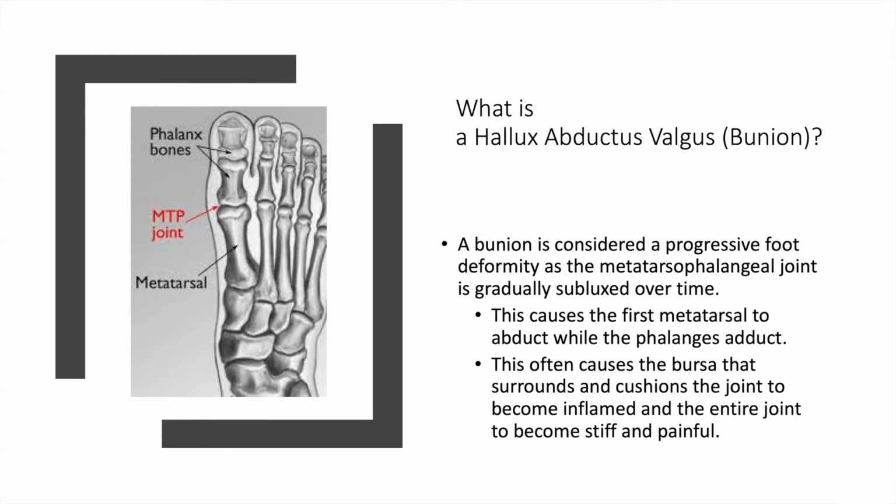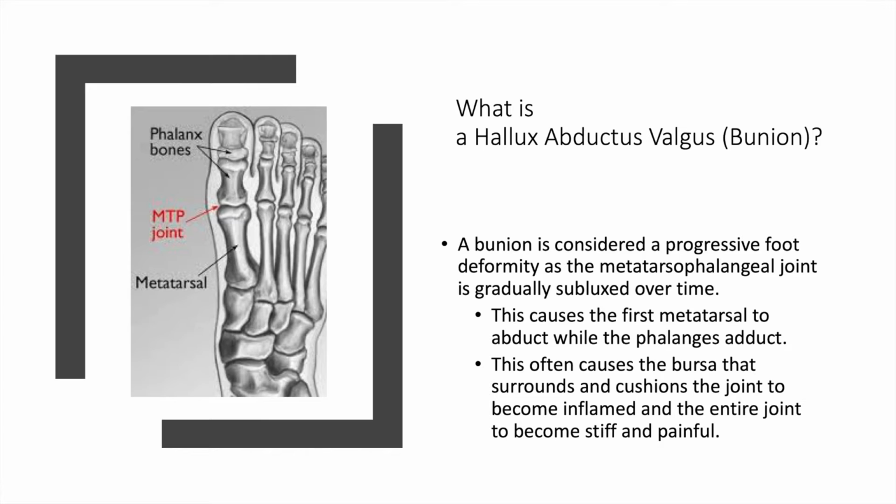Hallux Abductus Valgus is an issue that is more complex than simply a problem of footwear. The hallux, or big toe, is made up of two joints, an interphalangeal joint and a metatarsophalangeal joint. The metatarsophalangeal joint is located between the first long bone of the foot, the metatarsal, and the first bone of the toe, or the phalanx.